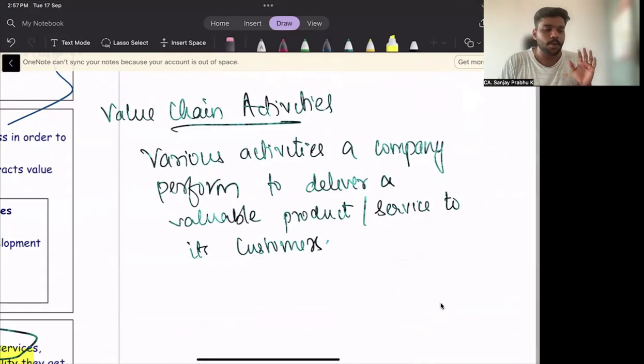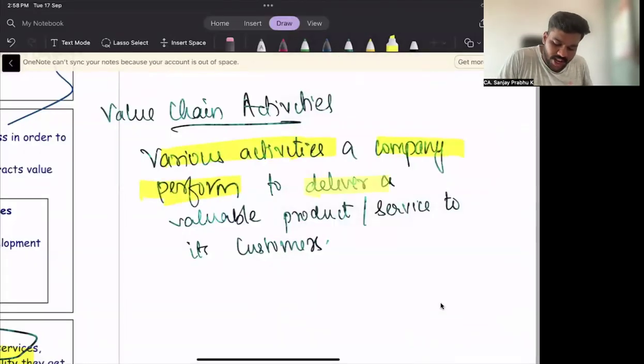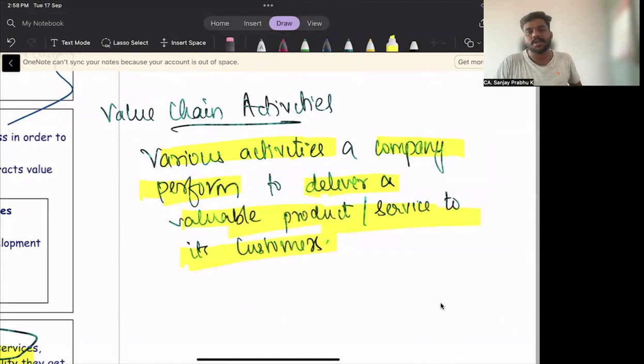See, I want to deliver a product. So all the activities involved in delivering a valuable product or service to the customer, all those various activities a company performs, are known as value chain activities. And analysis of these activities is known as value chain analysis.